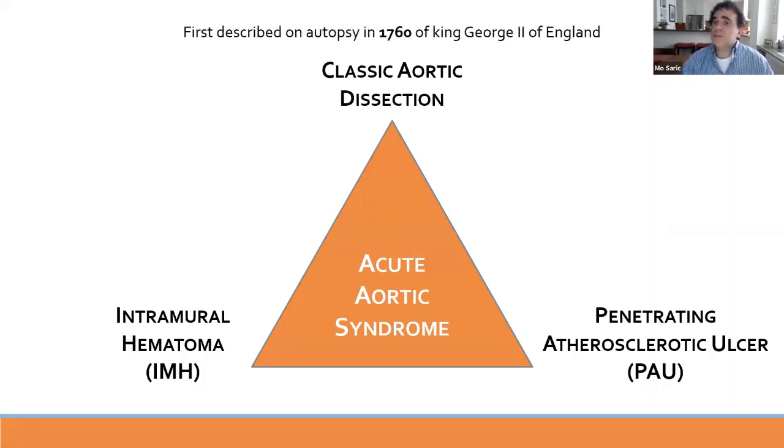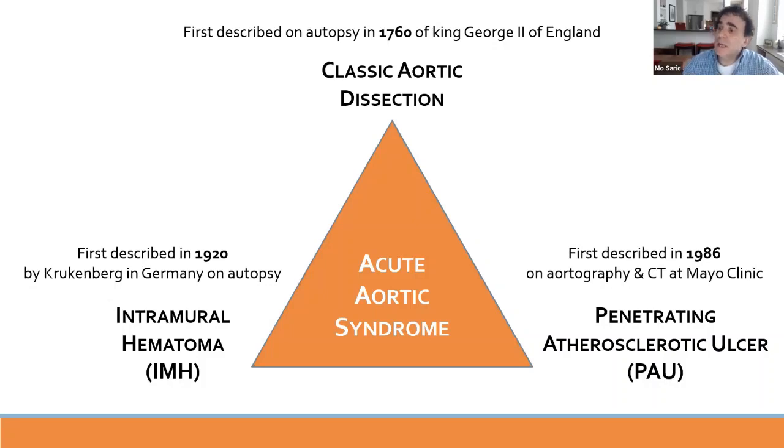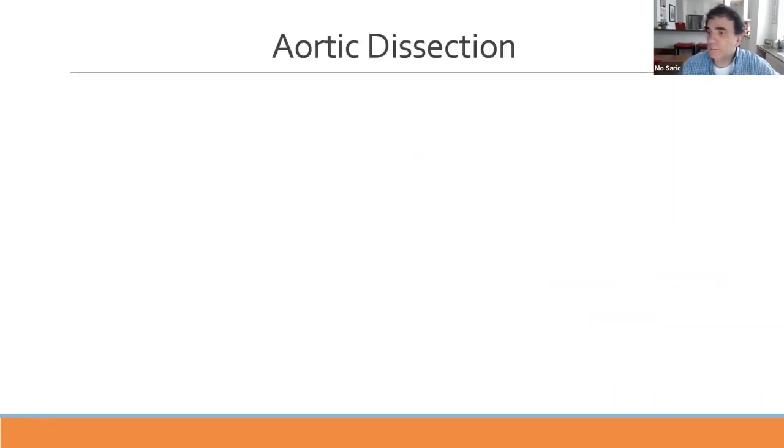The aortic dissection was first described on autopsy in 1760 of King George II of England, while intramural hematoma was described much later in 1920 by Krukenberg in Germany on an autopsy. And a penetrating ulcer was described even later in 1986 on aortography and CT at Mayo Clinic.